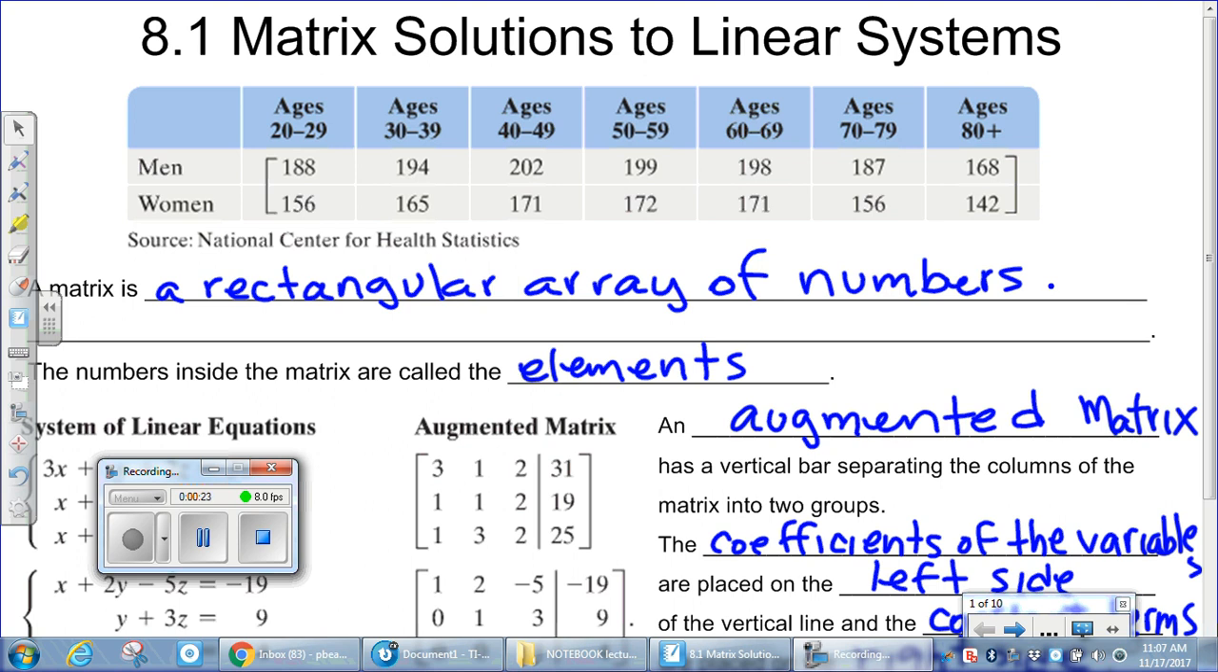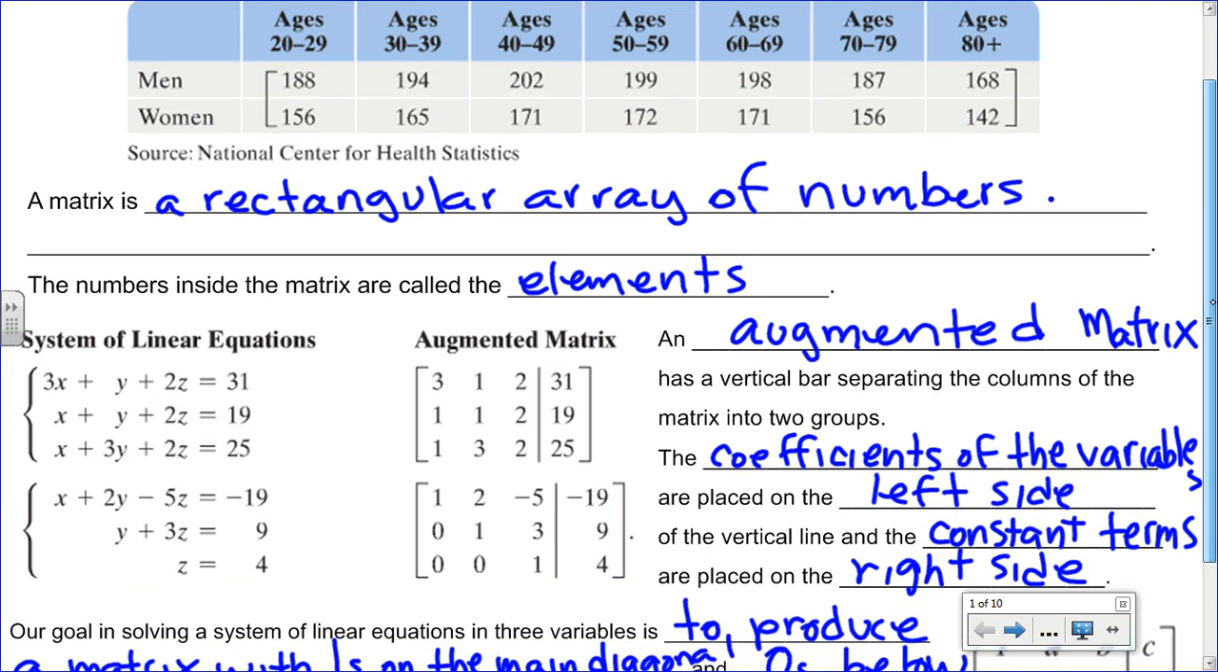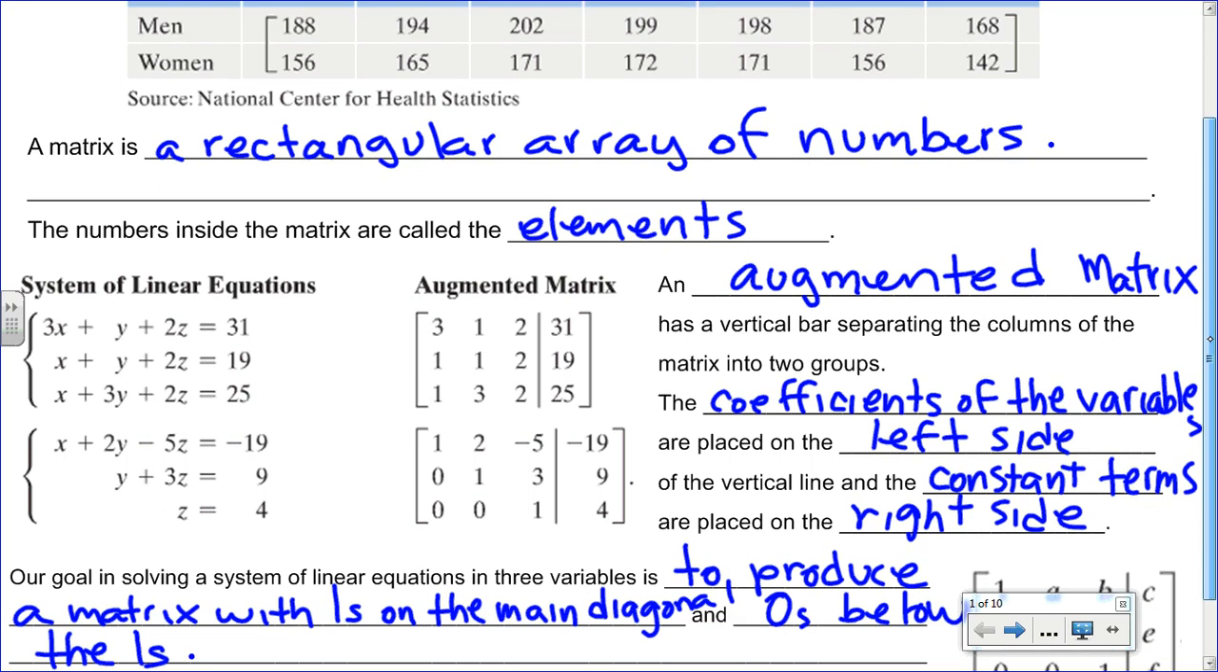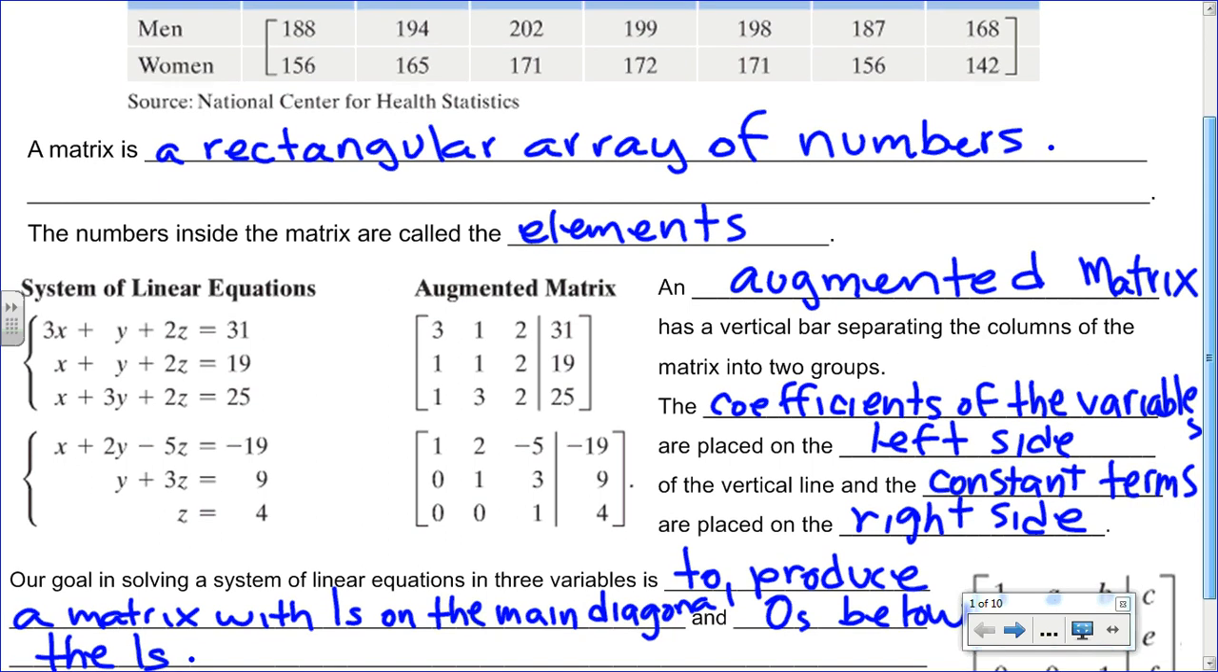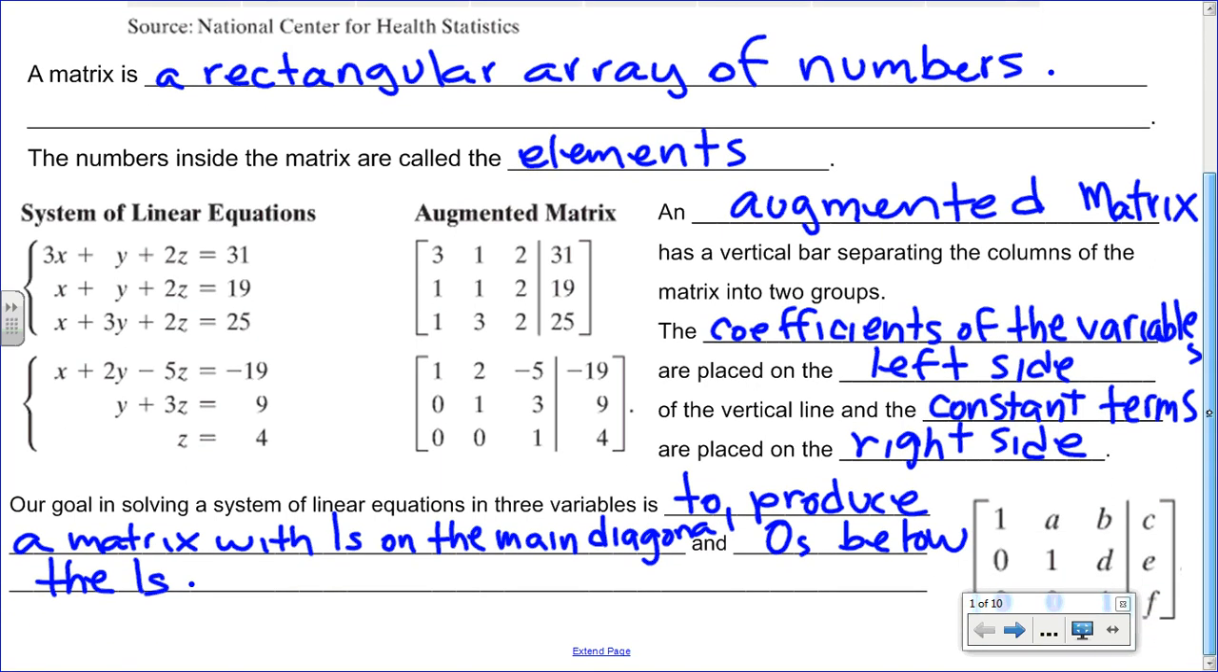So just a quick definition, a matrix is a rectangular array of numbers. And remember, a square is also a rectangle, right? So if we have a matrix that is a square, that's okay. It's still a rectangle. The numbers inside the matrix are called elements. And here, since we're using them to solve systems, we have a system of 3 equations and 3 unknowns.